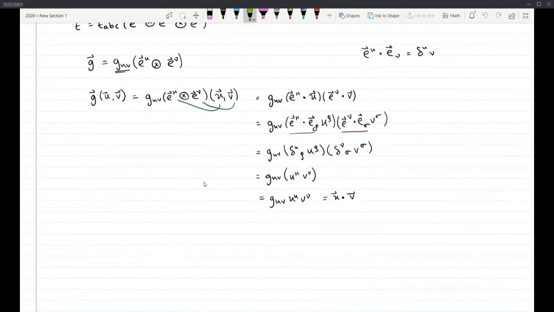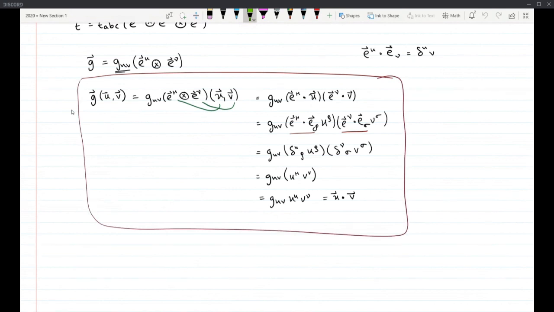Does everyone see? This hopefully should clear up what tensors are. I've given an explicit example, so I'd say write this down. I'll walk you through this one last time, because I think it's important that everyone goes through it. Big red box. So our explicit example for a metric tensor was G.